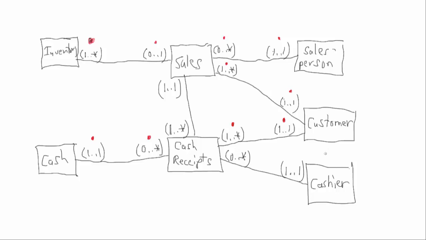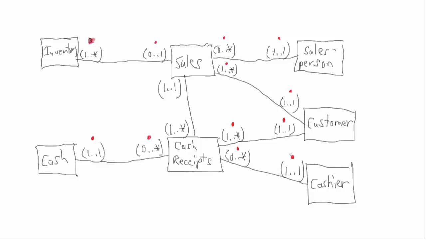Finally, cash receipts to cashier. We may have some cashiers that customers never go and interact with, so there's a possibility that a cashier would never process a cash receipt, but most cashiers will probably process many cash receipts. On the other hand, an individual cash receipt is going to be processed by one and only one cashier.